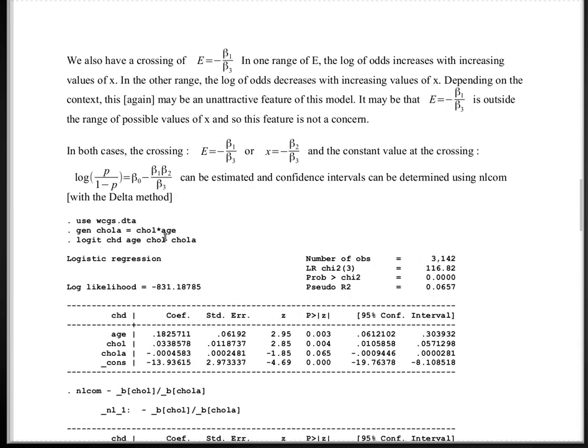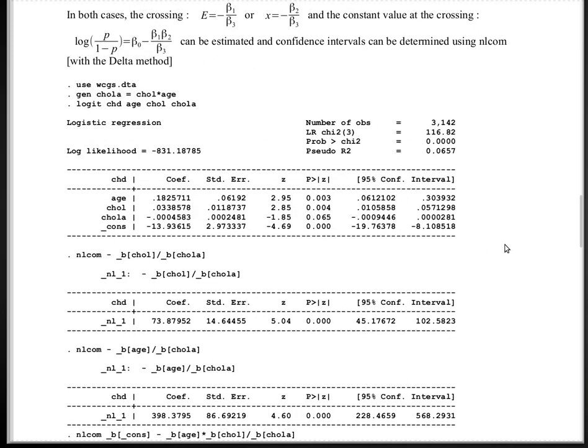So we need to first construct the product of C and A, that is E times X, in what we looked at above. And then we have this model that has only 4 terms, the 3 explanatory variables in addition to the constant. And this is what we get.